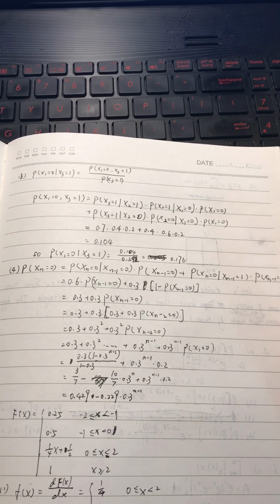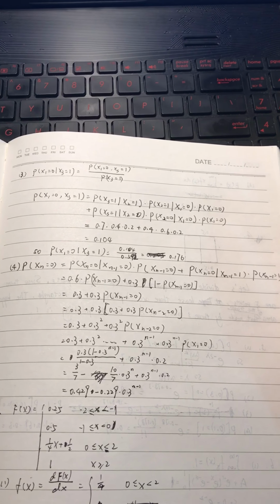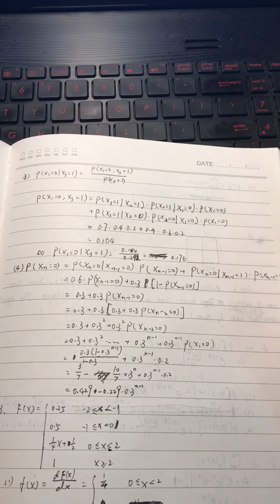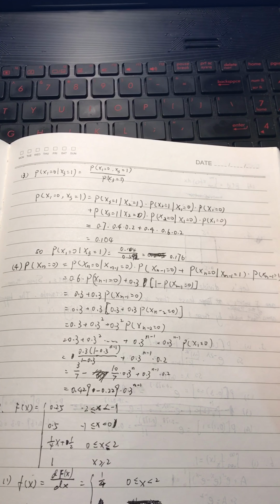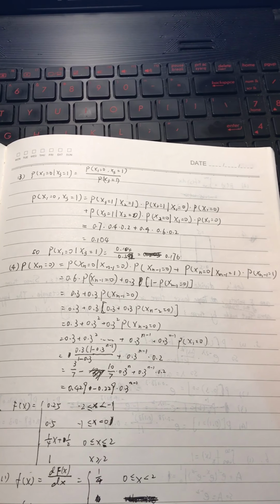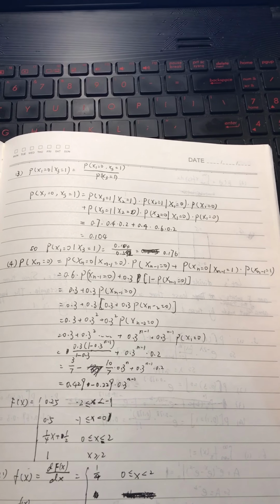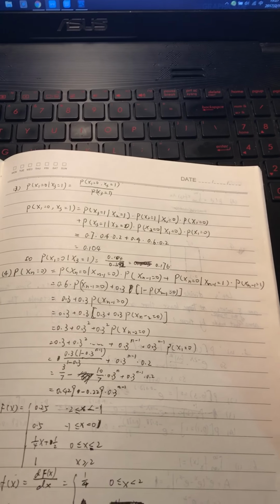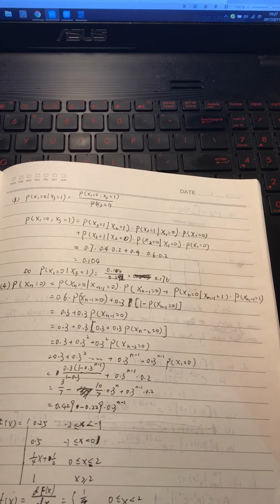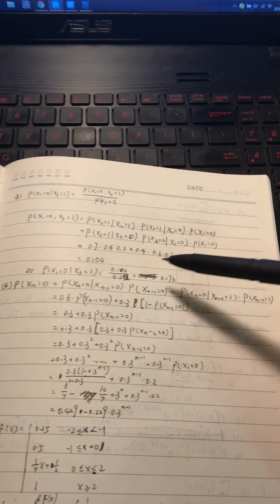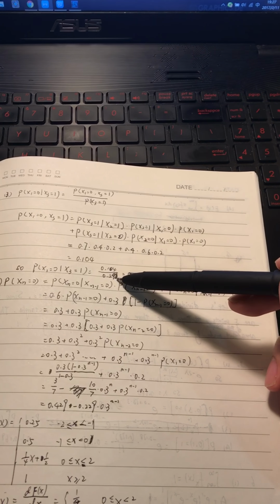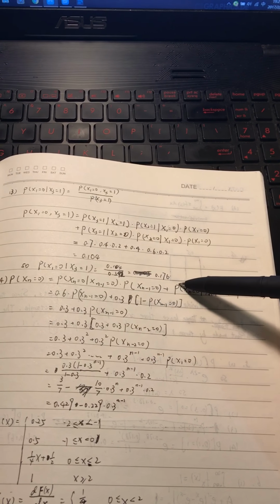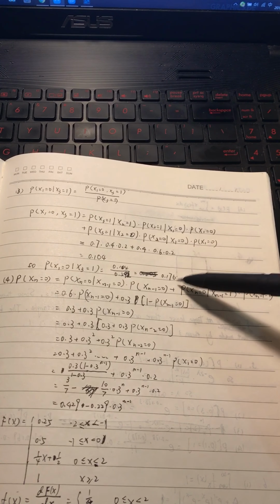We need to use 0.7 multiplies 0.4 multiplies 0.2 plus 0.4 multiplies 0.6 multiplies 0.2, and the result is 0.104. And we need to use the 0.104 to divide 0.592, and the result is 0.176.